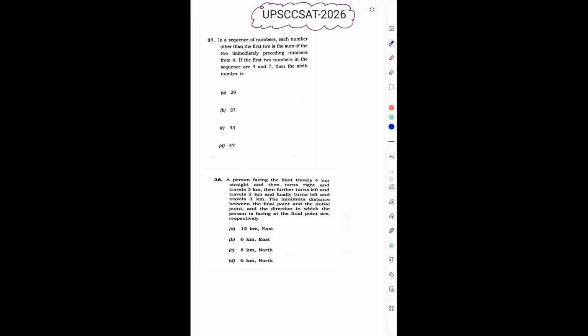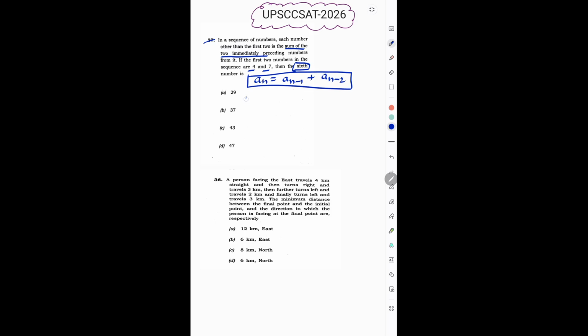The first question is: in a sequence of numbers, each number other than the first two is the sum of the two immediately preceding numbers. If the first two numbers in the sequence are 4 and 7, then the sixth number is? This is much similar to the Fibonacci series and it follows the pattern a_n = a_(n-1) + a_(n-2), the sum of the two previous terms.